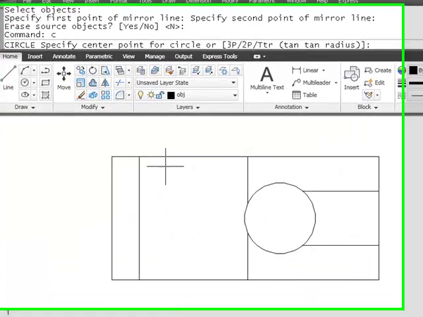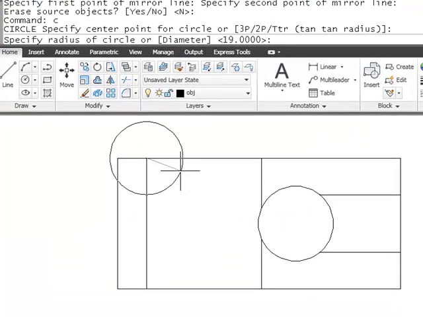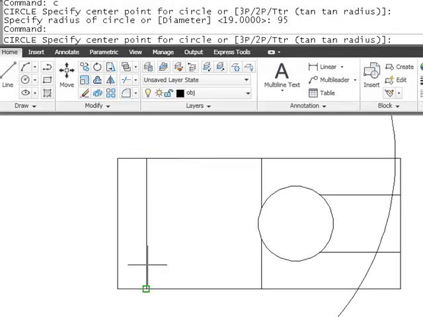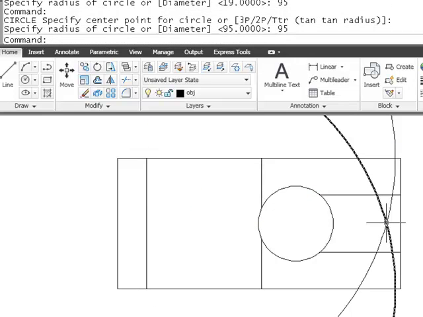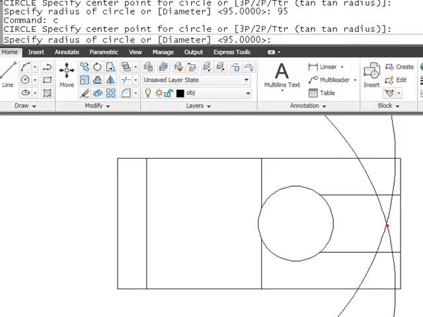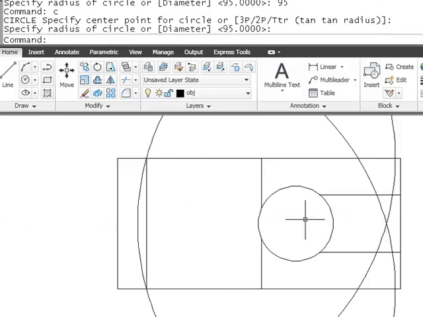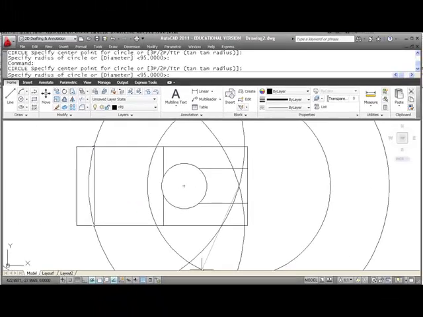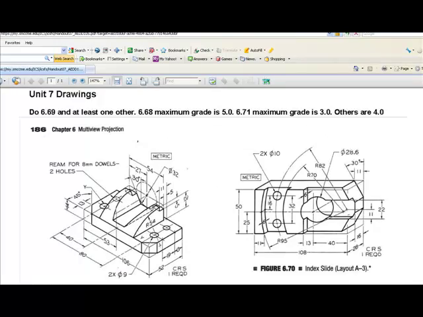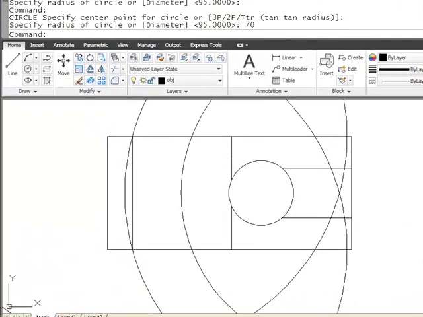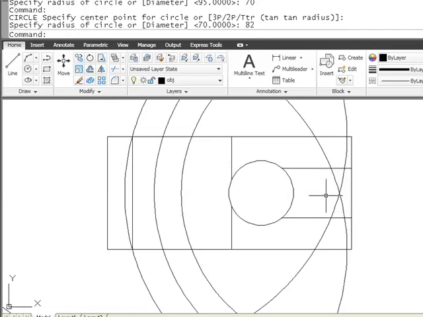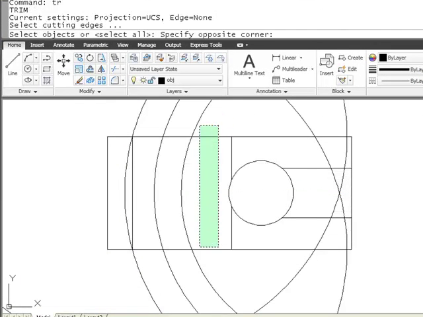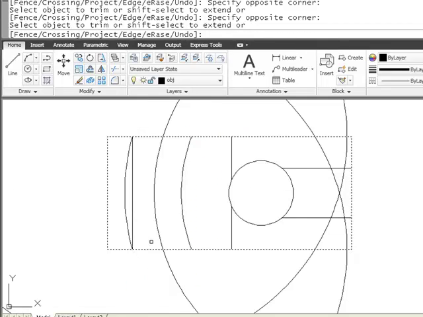So if I draw two circles with a radius of 95, one from one endpoint and one from the other, now I have the location of all three arcs. So I can draw a circle from here through that point to create the radius of 95, from here out 70 and then 82. And that locates for us all the arcs that we need. They all have the same center point.